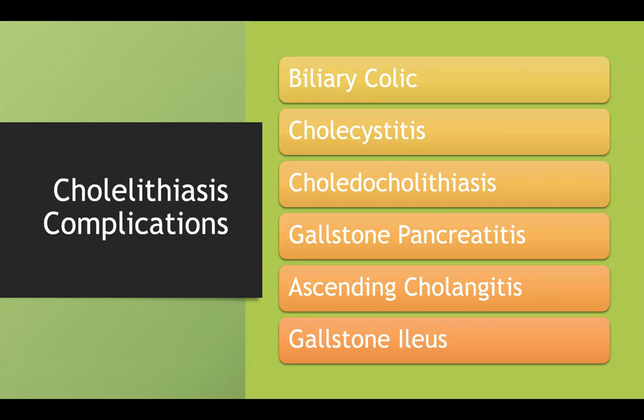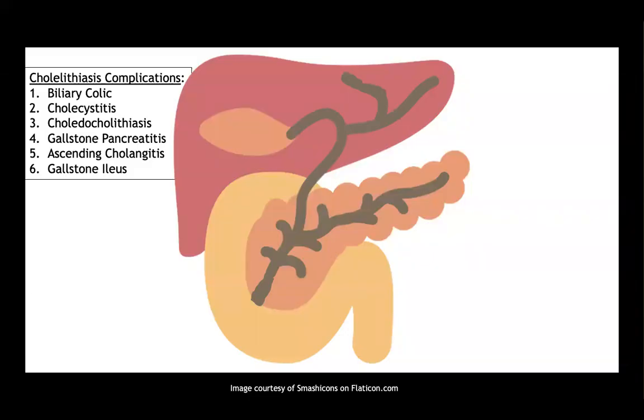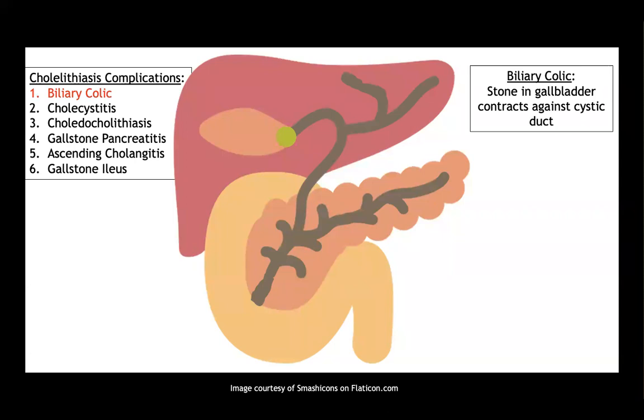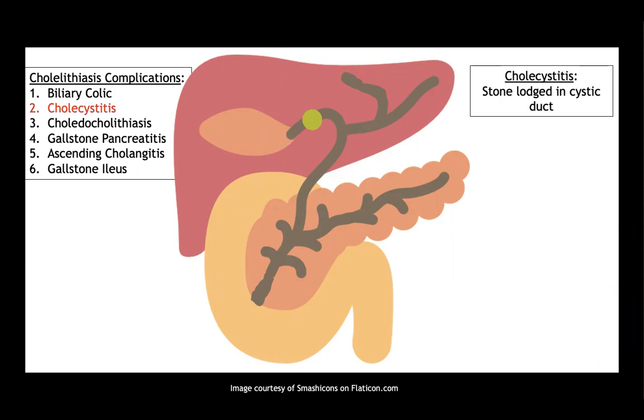So I just mentioned you can be symptomatic if you have complications of gallstones. Here are all the complications of having a gallstone. That's why I wanted to put this all into one section for you, so that you can understand the similarities and the differences between each of these 6 conditions. So let's draw this pictorially. Biliary colic, the first of the 6 complications we'll go over, is caused by the stone contracting against the cystic duct, and that can cause inflammation. Cholecystitis is when a gallstone gets stuck in your cystic duct.